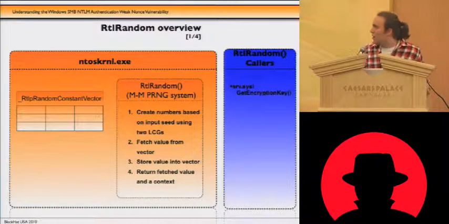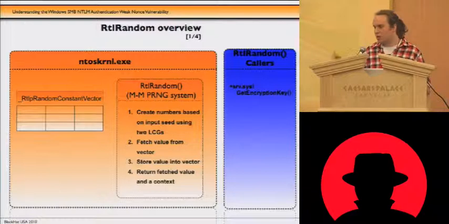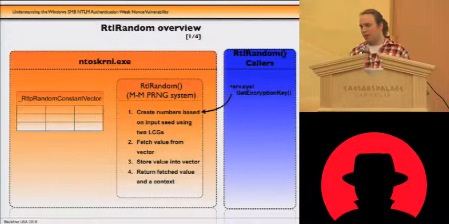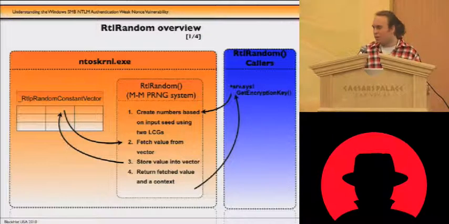First, the RtlRandom function is a PRNG, which appears to be a MacLaren-Marsaglia system that I will explain later, which uses 2 LCGs that I will explain later. So first, we'll create numbers using 2 LCGs as an M&M system. We'll fetch a value from an internal vector. The internal vector is related to the M&M system. We'll store a value into that vector, and we'll return the previously fetched value from the vector and a context to its caller.